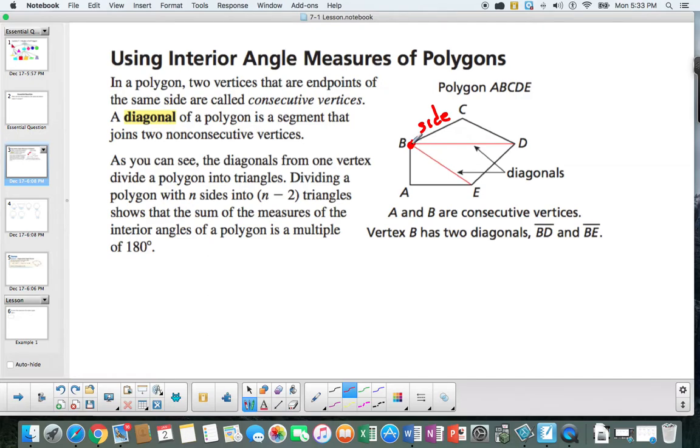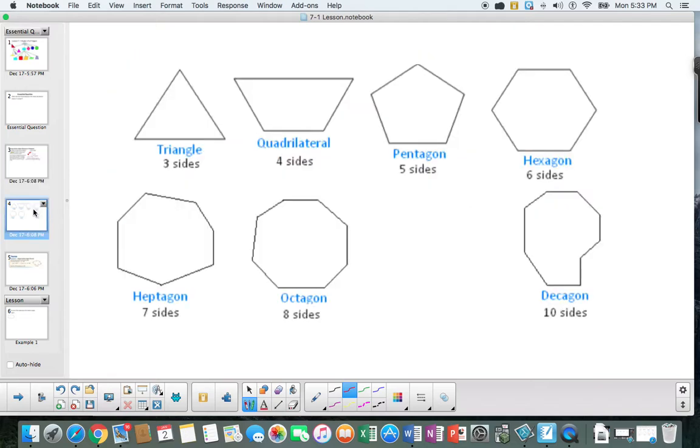For this particular polygon, you can see I can draw 2 diagonals from this vertex B. We're not going to draw them all. Let's continue this pattern with these figures. I know that the sum of the 3 angles of a triangle is 180 degrees.